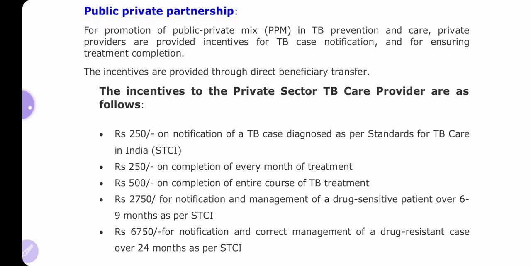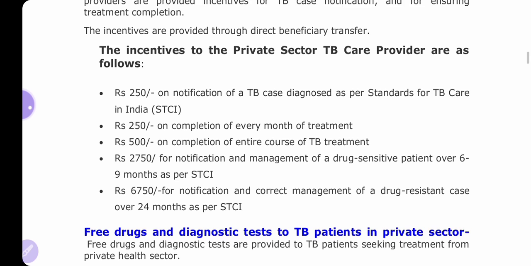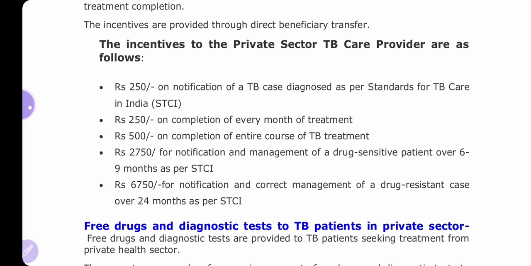So the incentives are provided through direct beneficiary transfer. You should also know how these incentives are provided to private practitioners, private sector TB care providers. They are as follows: on each notification of a TB case, they receive 250 rupees as per Standards for TB Care in India, STCI. And on completion of every month of treatment, they receive 250 rupees again. And on completion of the entire course of TB treatment, they receive 500 rupees.